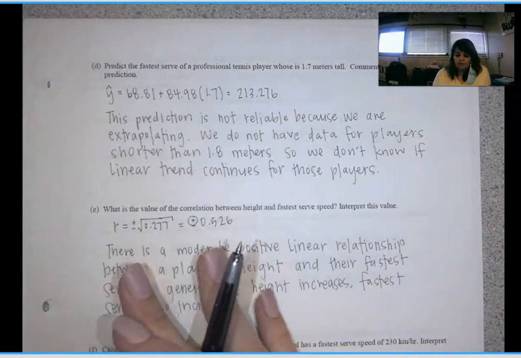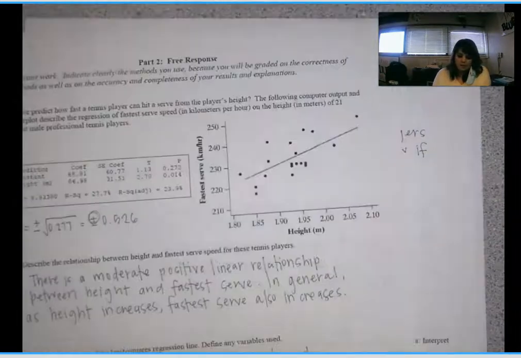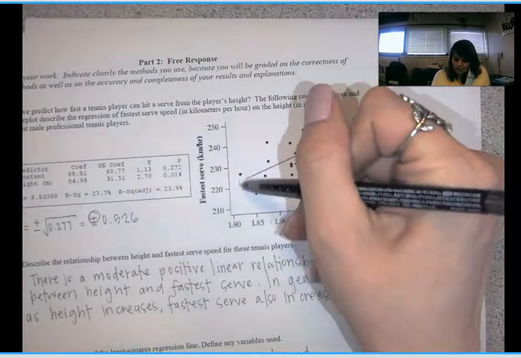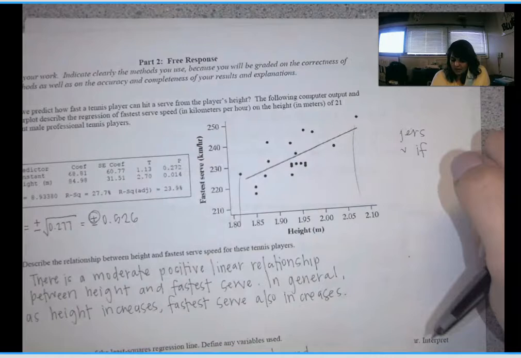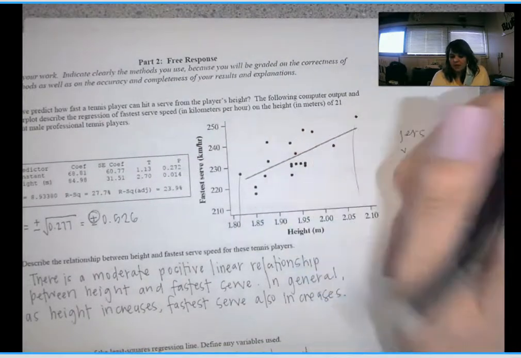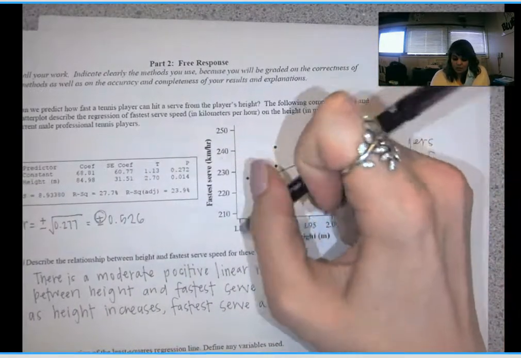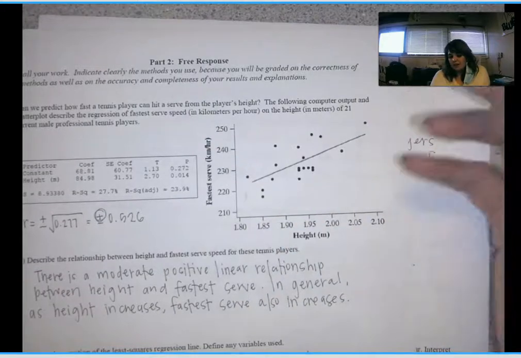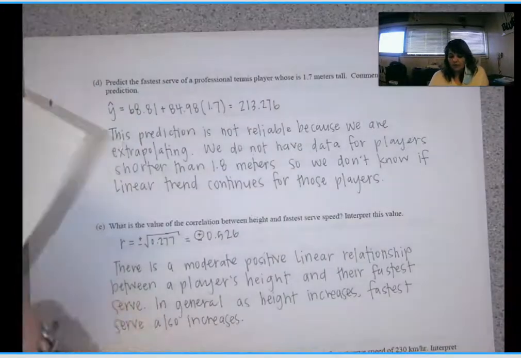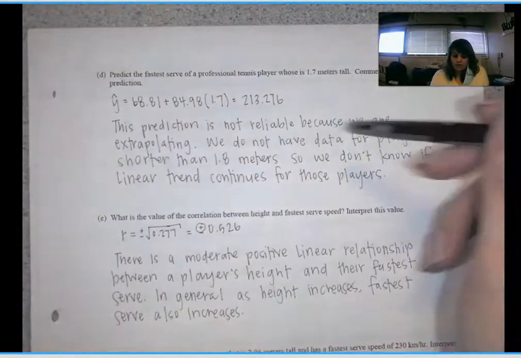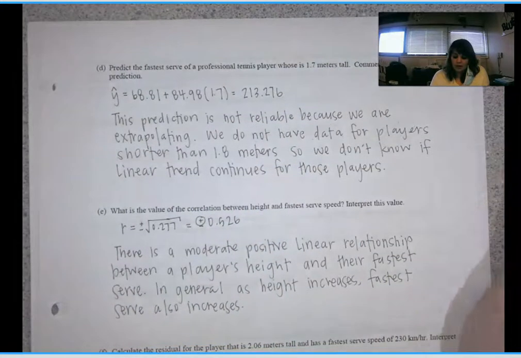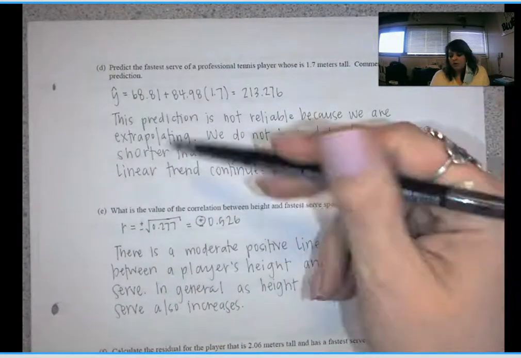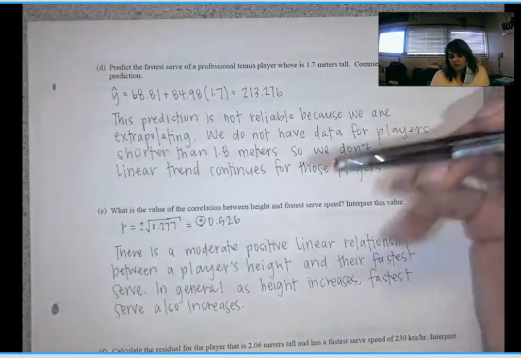So I didn't follow the sentence frames exactly because I didn't want to have to estimate what this height was and what this height was, because it doesn't land on a nice value. So I did the best that I could to use that sentence frame as closely as I could. So no, we don't have data for players shorter than 1.8. So we don't know if the linear trend continues below that.